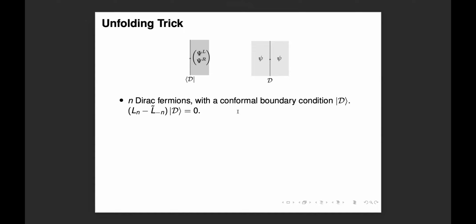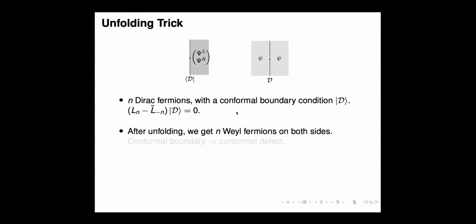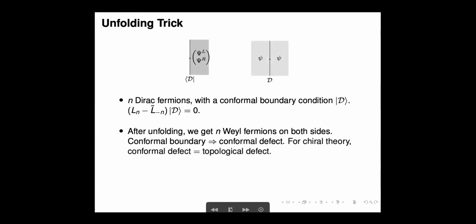Well, the trick is unfolding. You start with another system, which is n copies of the Dirac fermion with a boundary condition. Suppose you find such a boundary condition and you put it on the half line, so the boundary condition preserves half of the conformal symmetry. The boundary condition is also represented by a boundary state, which is determined by this Ishibashi condition.